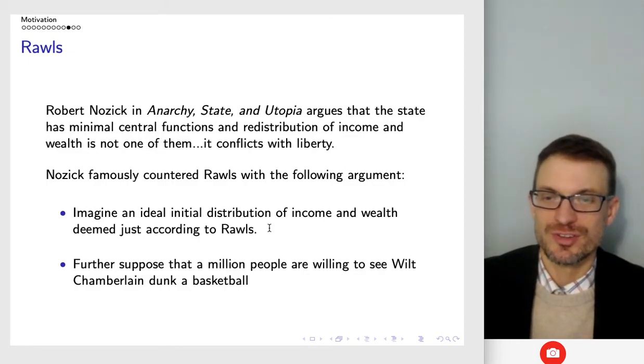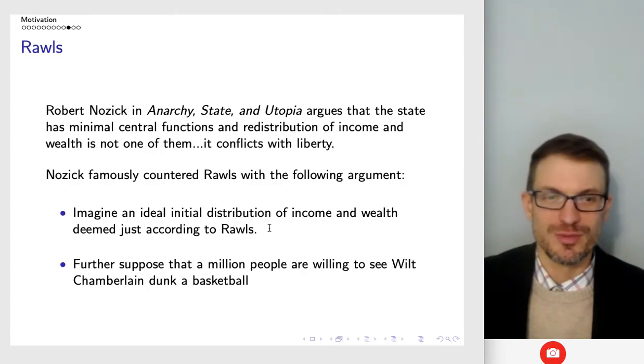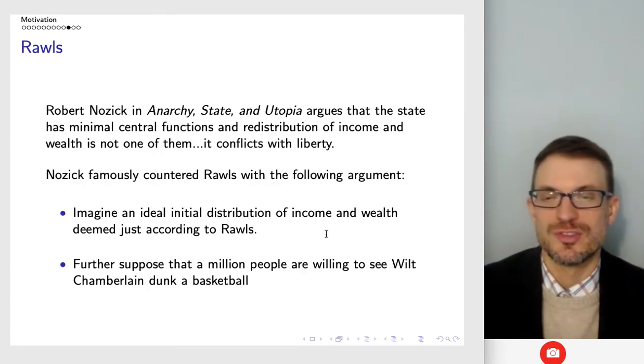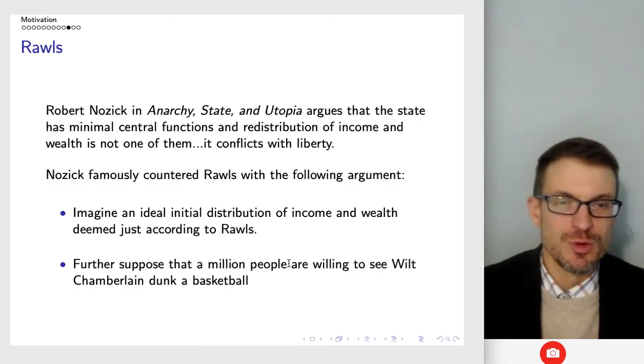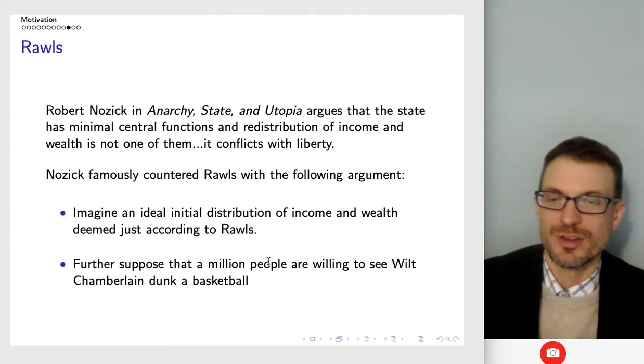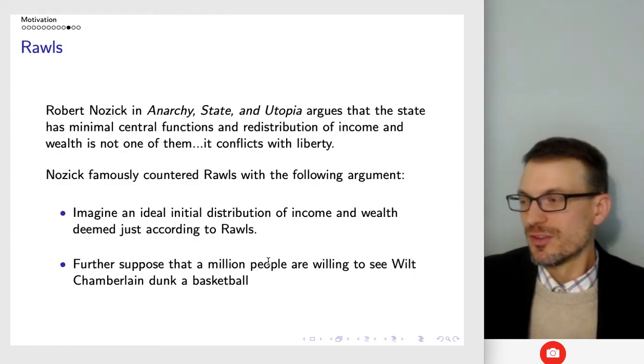or Aaron Rodgers, or if you're a Brady fan, whatever is the case. You could see a million people being willing to watch whatever this talent on display is.